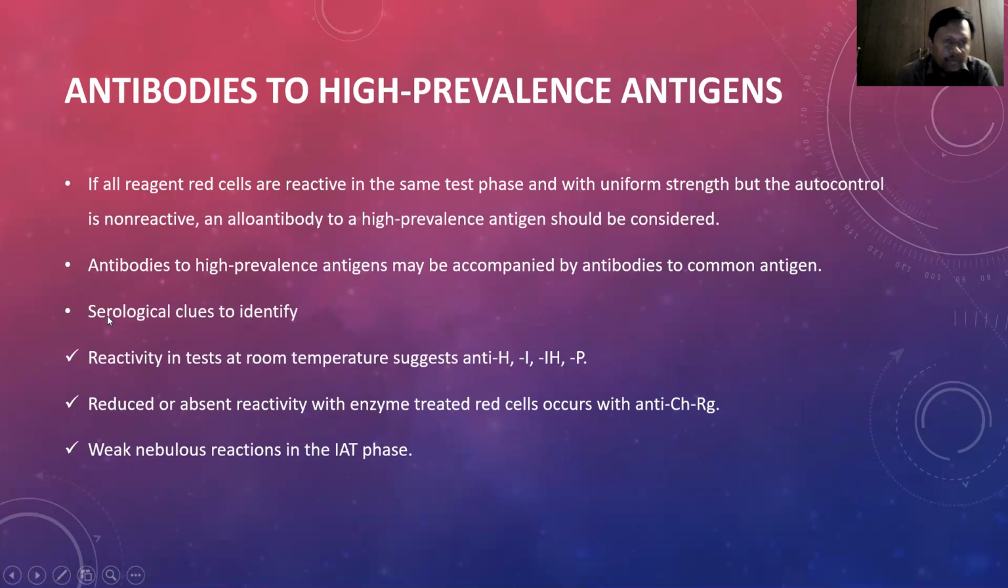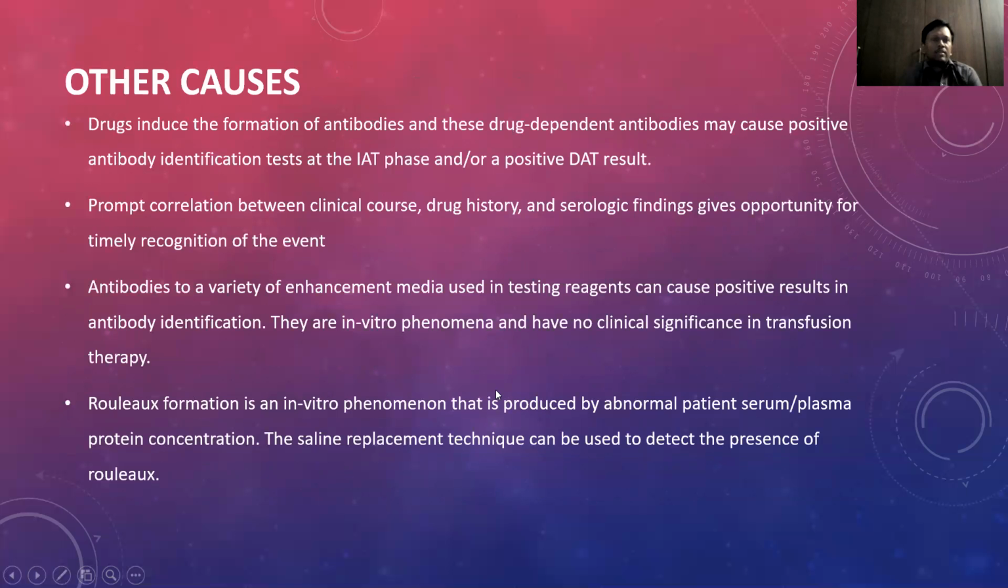Some of the clues to identify this: reactivity will occur mainly at room temperature, suggesting the presence of antibodies such as anti-H, anti-I, anti-IH. Reduced or absent reactivity with enzyme-treated red cells occurs with any Chido-Rodgers antibody if you are suspecting, and weak nebulous reaction in the IAT phase. So we get a maximum of a 1+ reaction only. You never get a strong reaction in the IAT phase. There is also a list of other causes which can cause a complex antibody identification. One is the drugs.